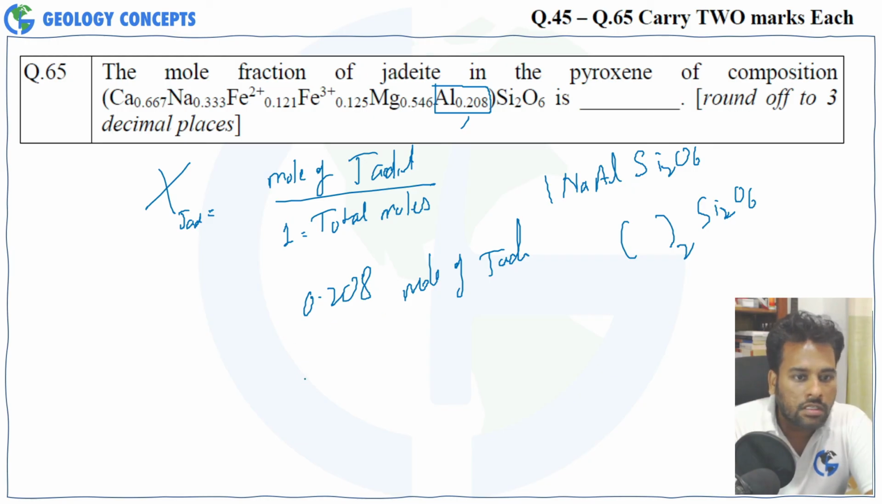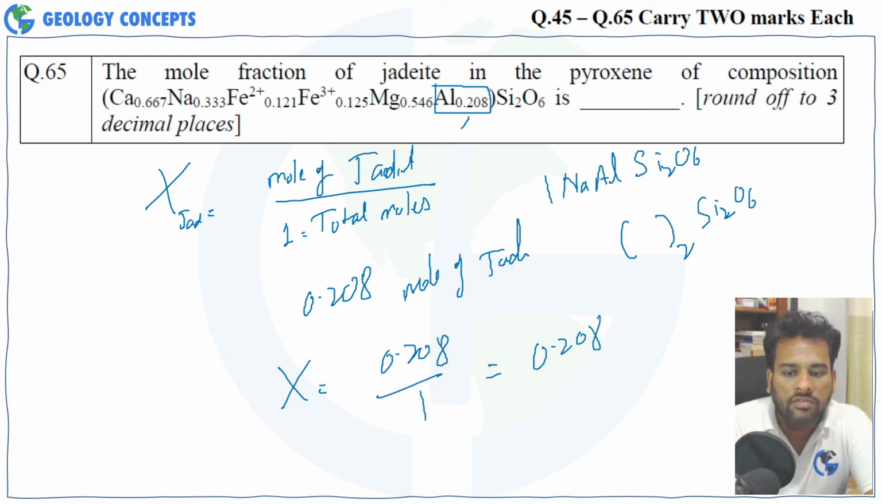So I think the mole fraction will be 0.208 divided by 1. So this should itself be the answer. So it is 0.208. I am not considering Na in jadeite because some Na can also be present in the pyroxenes sometimes. So that is why. So this is how you go about it.